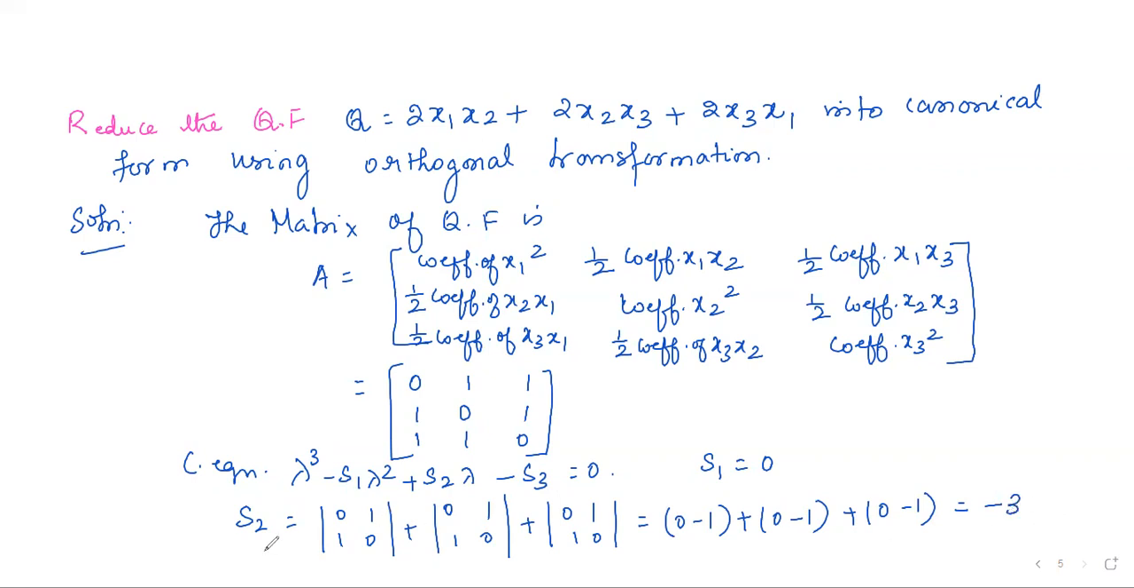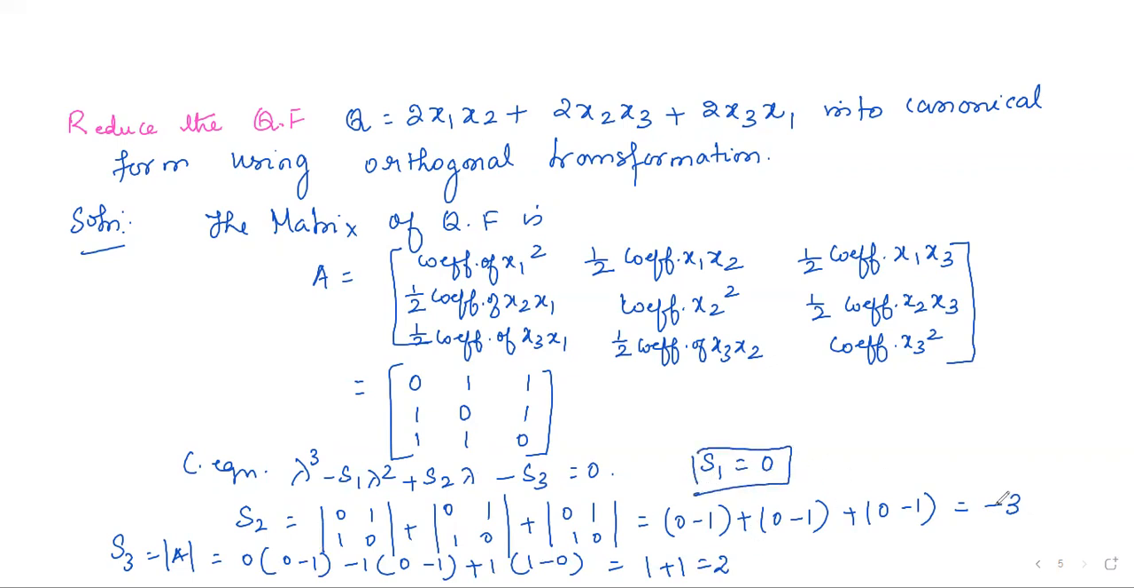Now, S3, we should find out the determinant. S3 is nothing but determinant A. So 0 into, therefore you will be getting 0 minus 1, and then minus 1 into 0 minus 1, then plus 1 into 1 minus 0. So first term will be 0, second term is 0 minus 1 is minus 1, therefore you will be getting plus 1. And here also 1 minus 0 is 1, so 1 plus 1 is equal to 2. So S1 is equal to 0, S2 is equal to minus 3, S3 is equal to 2.